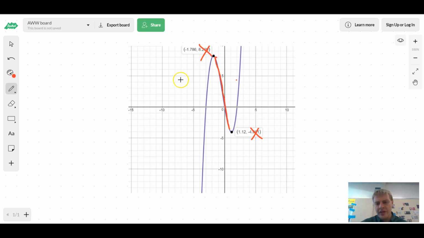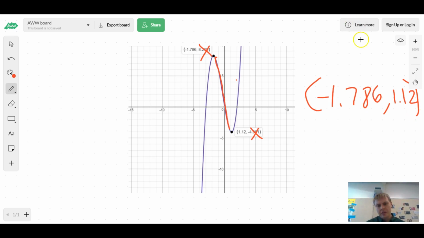So I just use the two x values and I know it's decreasing from negative 1.786 to 1.12. Okay, so that's where I get my point from. And again, you want to use parentheses. You'll always use parentheses for these increasing and decreasing problems and these positive and negatives because this point right here isn't really decreasing or increasing, and this point isn't really decreasing or increasing, so you don't get to include them. Let's try the next one.